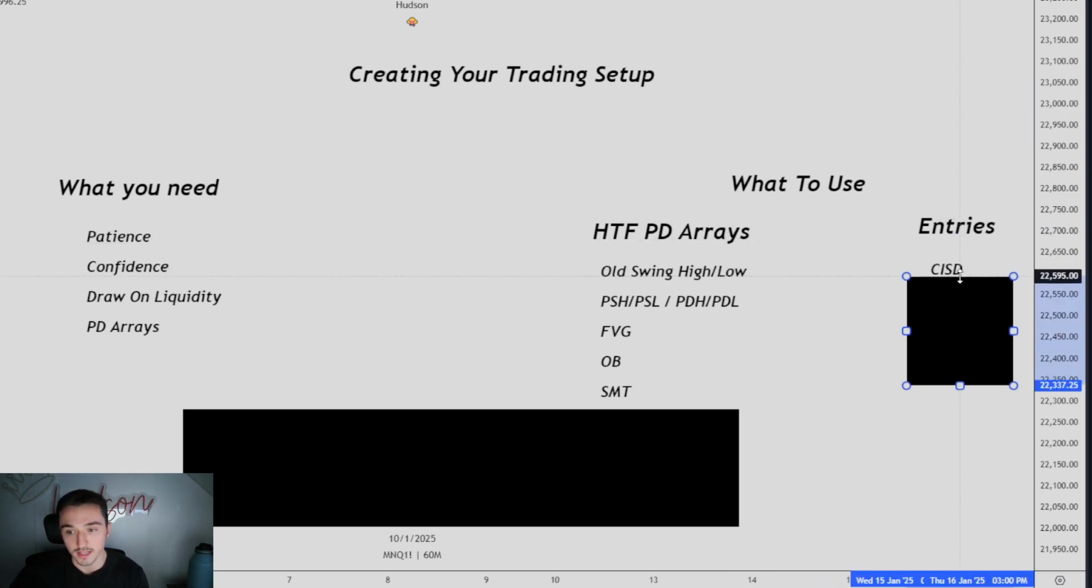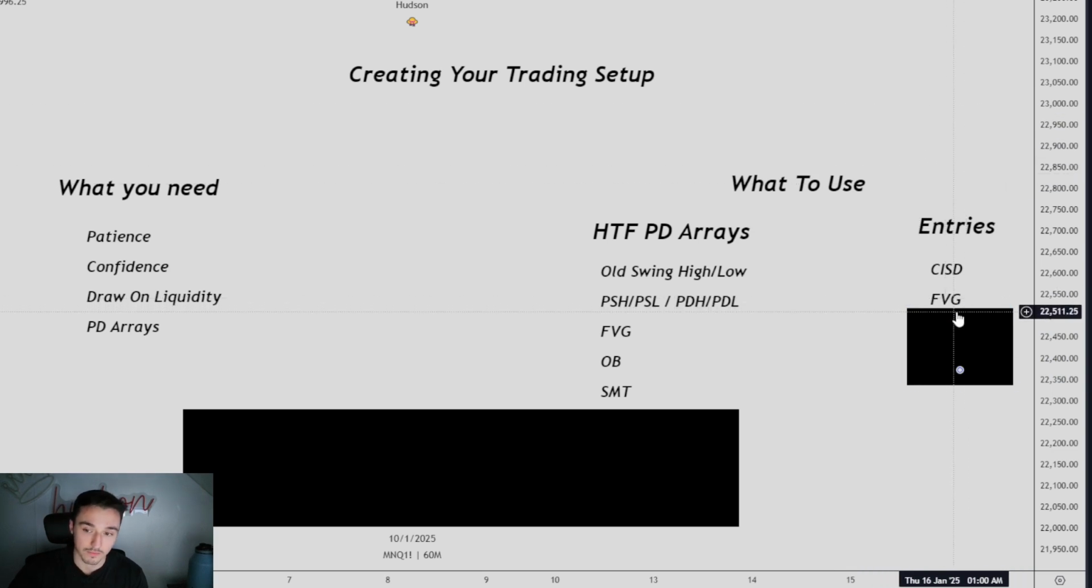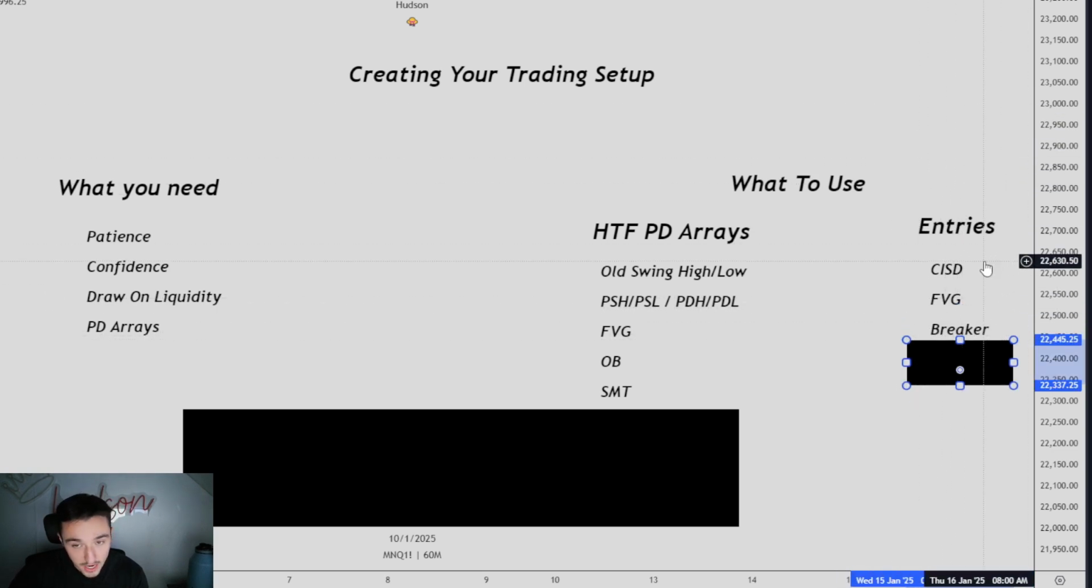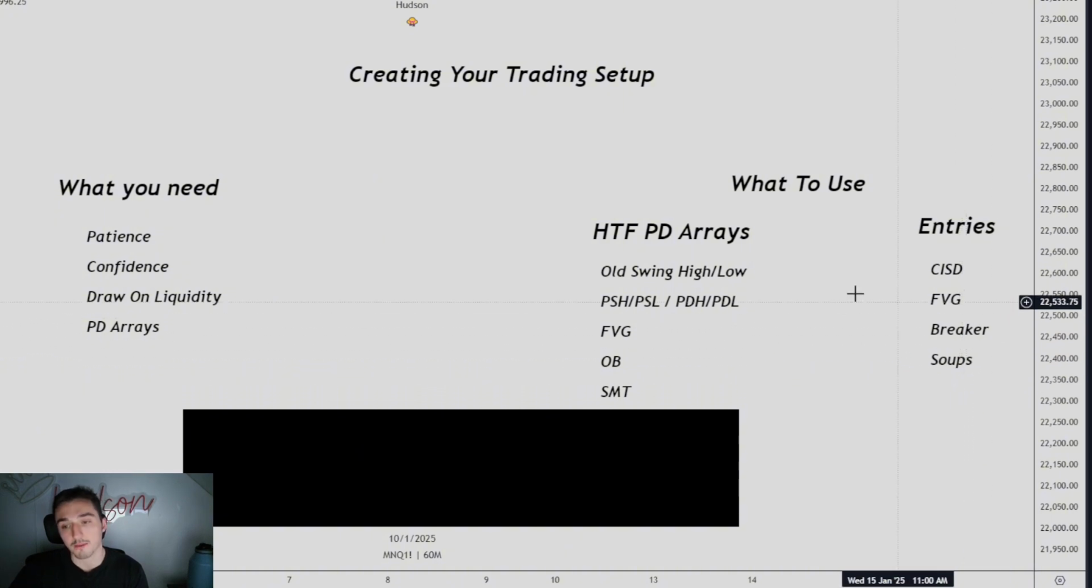Is it going to be a CISD, right? Order block formation, is it going to be that? Is it going to be a fair value gap? Is it going to be a breaker? Or is it just going to be a turtle soup, right? So right here are the main things you want to be doing, right?